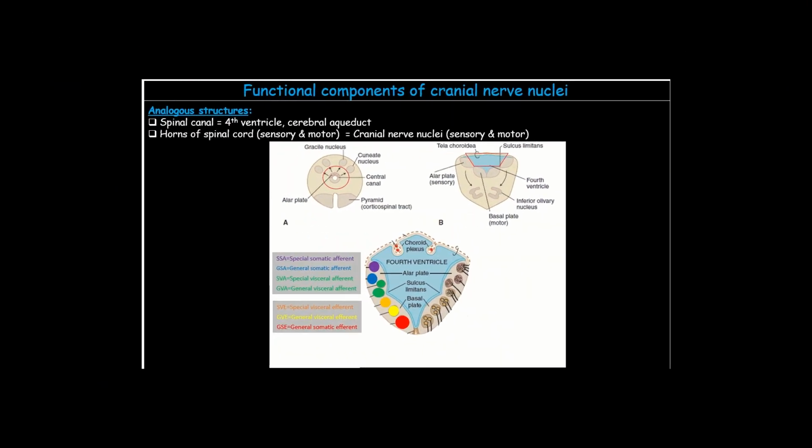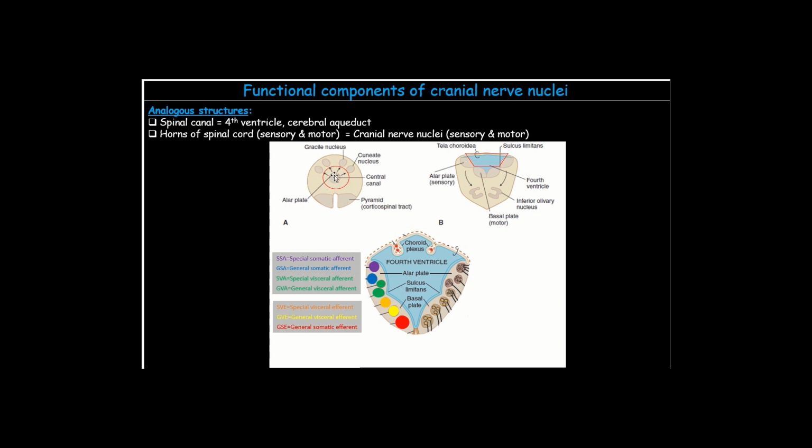Now, before we begin to identify the cranial nerve nuclei and understand the formation of the cranial nerves, we need to draw some analogies between different parts of the brainstem and the spinal cord. This will help you understand the location of the sensory and motor cranial nerve nuclei. Now, what you can see over here is basically a section of the lower medulla.